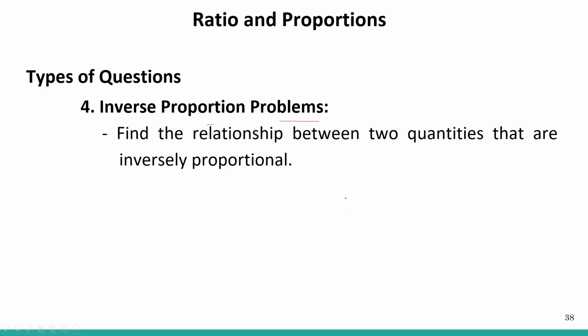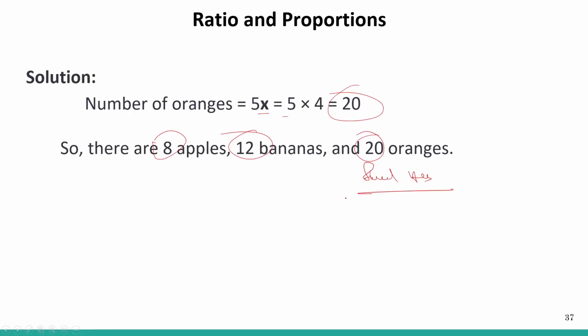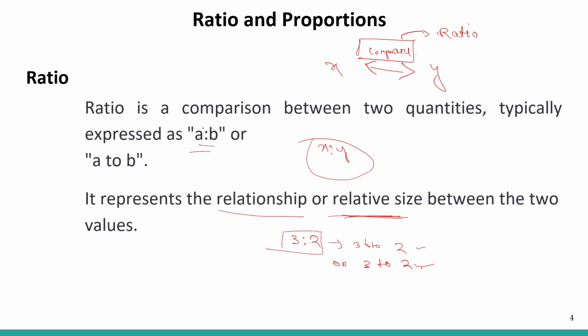So let's revise what we have studied in this lecture. We studied what a ratio is. A ratio is a comparison between two quantities, typically expressed as A is to B, pronounced A to B. It represents the relationship or relative size between the two values.